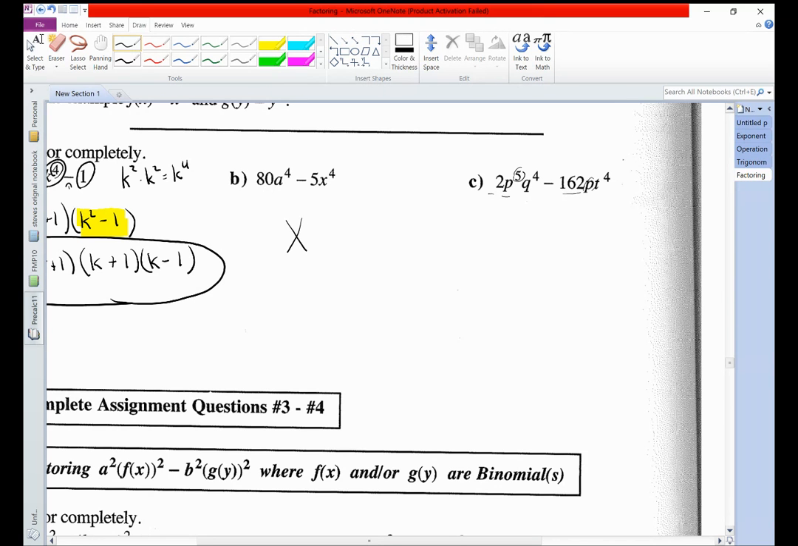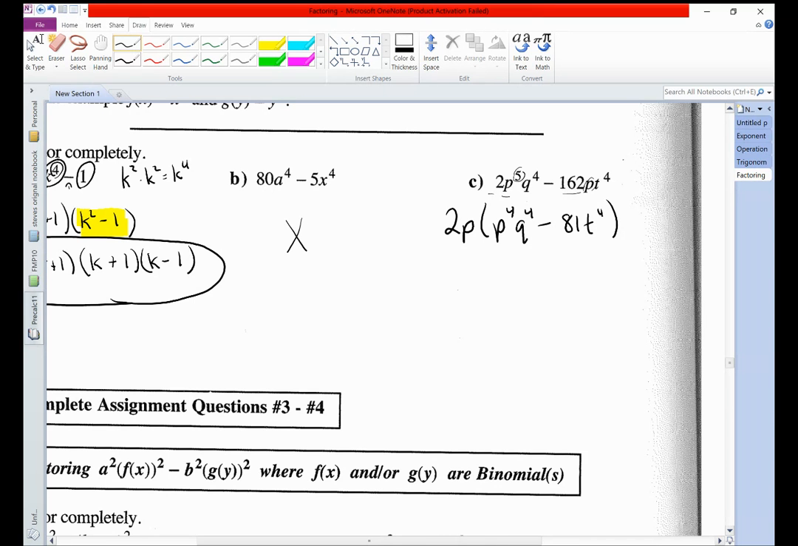The q and the t are fine. We can't factor them anyways because only one term has a q and one term has the t. So let's factor out a 2p and see what happens. So if that's the case, we end up with p to the power of 4, q to the power of 4, minus 162 divided by 2 is 81, which is great because 81 is a perfect square. P is gone, so we have 81t to the power of 4.